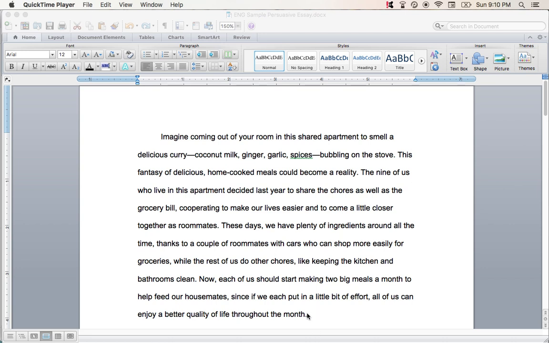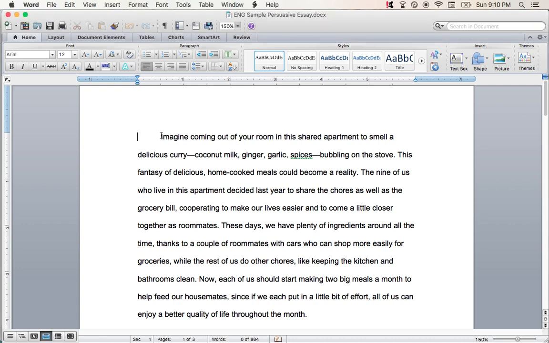This is the introduction, the first paragraph of the essay. And let's look at this first page. "Imagine coming out of your room in the shared apartment to smell a delicious curry. Coconut milk, ginger, garlic, spices, bubbling on the stove." Now, I'm sure you all remember what we called this part of the introduction. It's the hook.